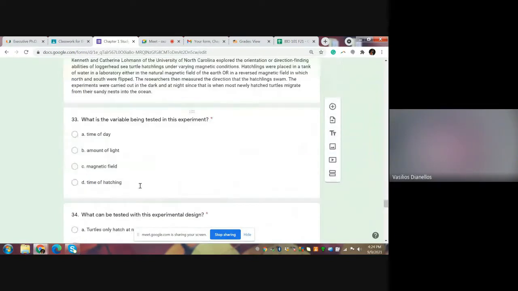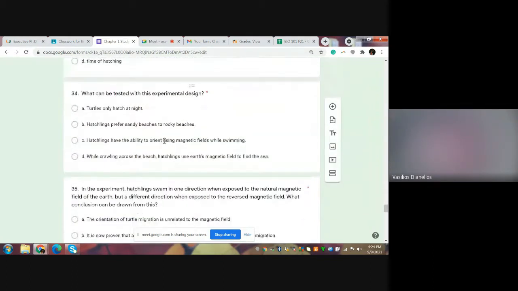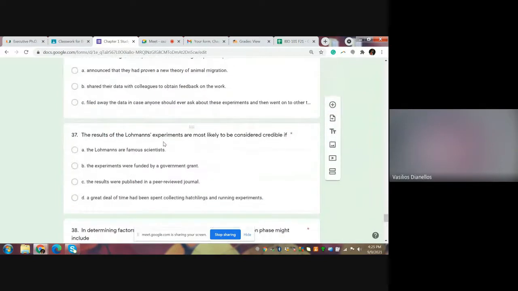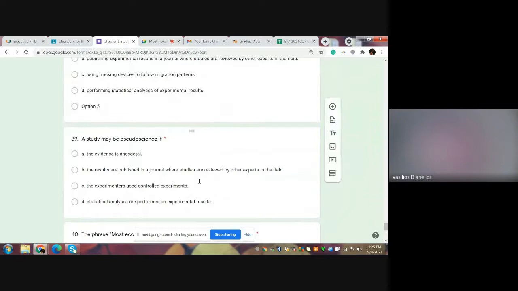Same with this. It's another situation where they present an experiment, a study, and then they ask you questions about it. So it won't be on the exam. We're not going to talk about it. These really should have been in a different section. You do need to know this.